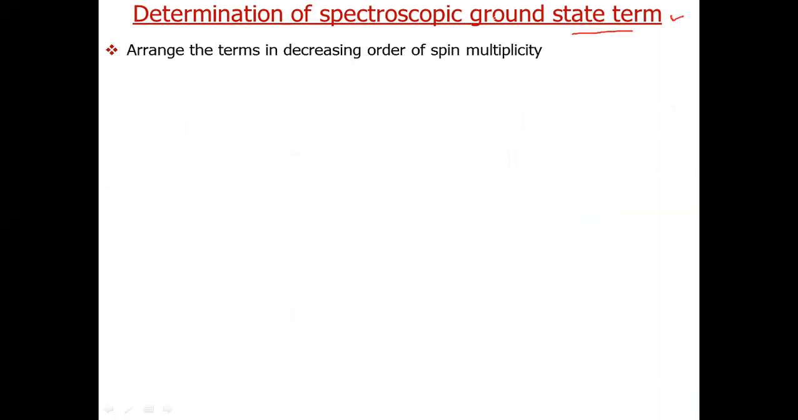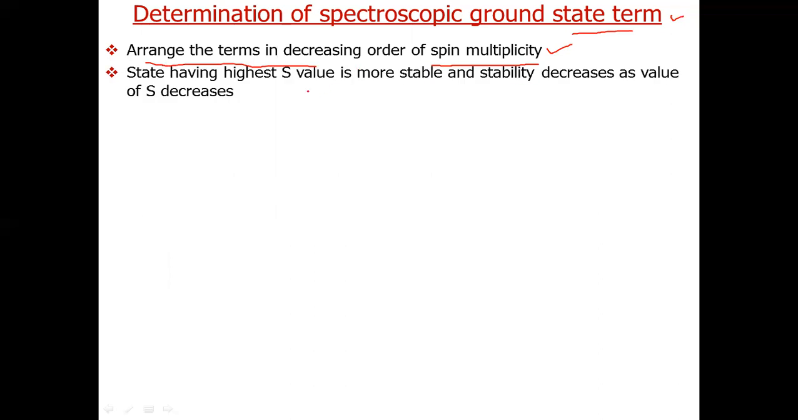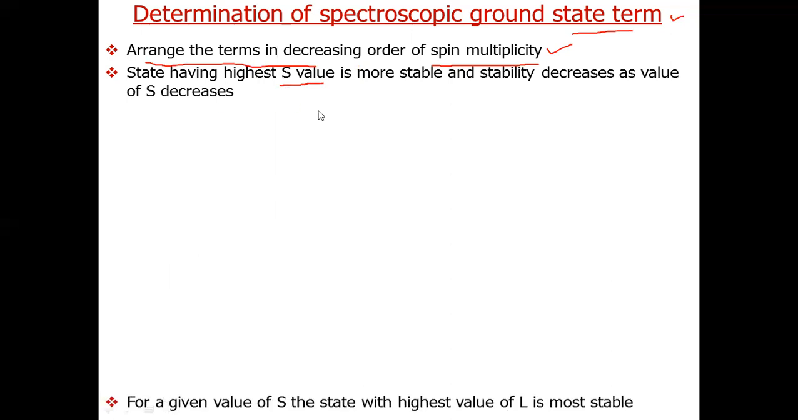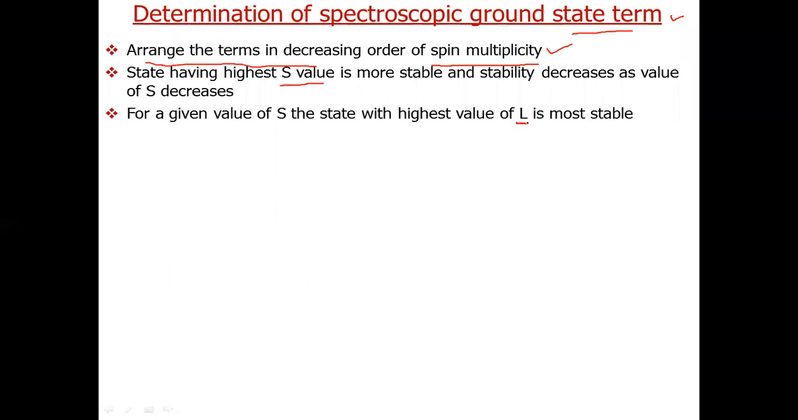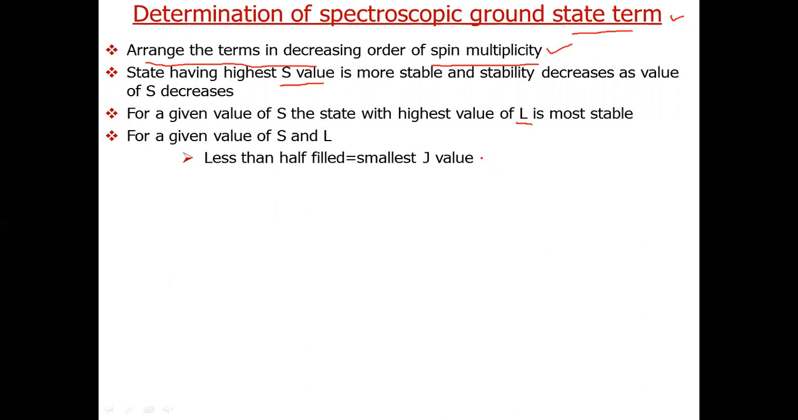Now we will find the ground state term for these term symbols for D2 configuration. So we know what the formula is. First we have to consider the state with the highest spin multiplicity because that leads to lesser repulsions and lower energy. So we will arrange the term states in decreasing order of spin multiplicity. Now if those states have the same S values, then we will see the values of capital L. If L is more, that means the state is stable.